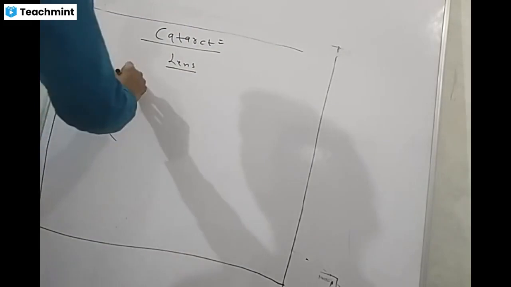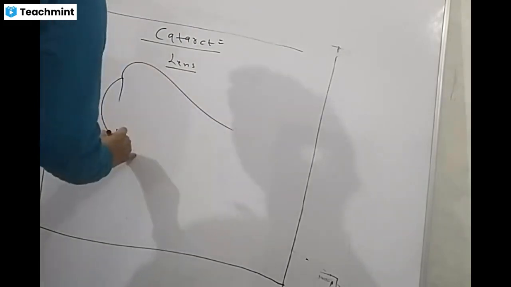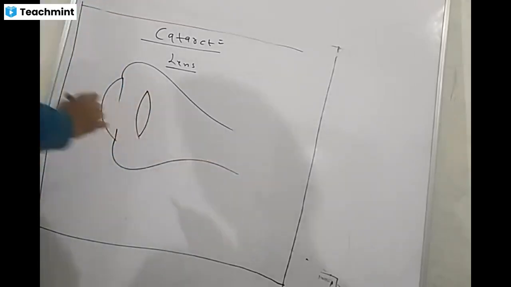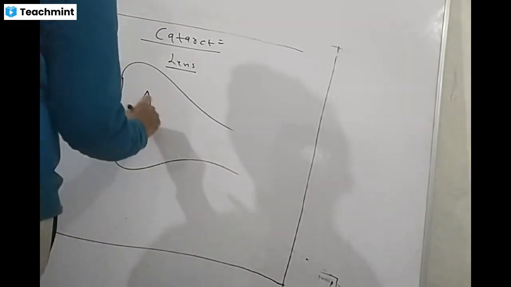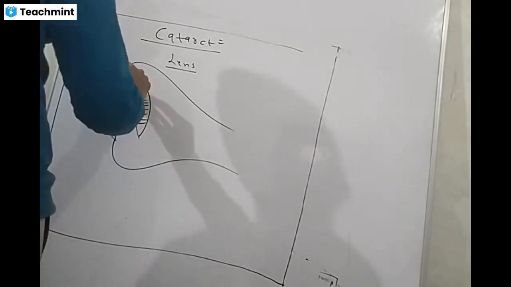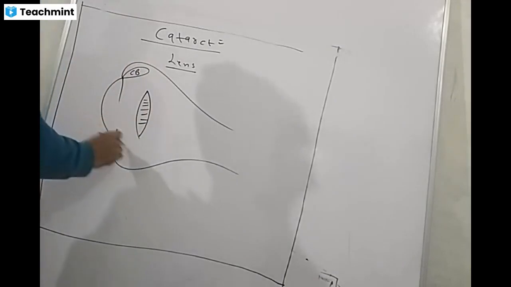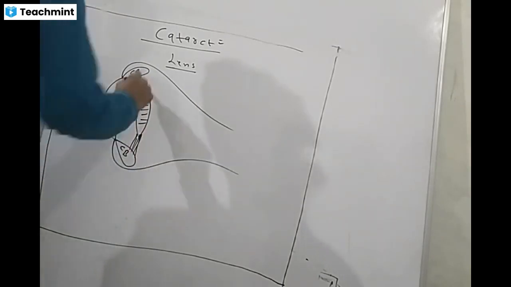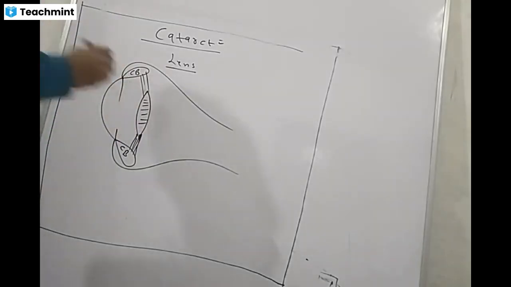This is the cornea and this is your lens. This is the lens, and this is the ciliary body, and this is also ciliary body. Lens is attached with the ciliary body by suspensory ligaments, which is also called as zonules.